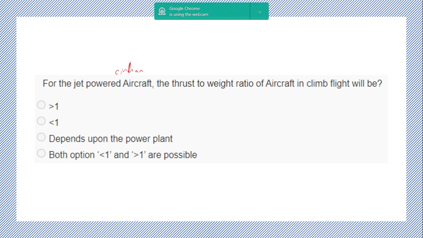So for the jet powered civilian aircraft, the thrust to weight ratio of an aircraft in climb flight will be. The climb equation is the same. So sine gamma is thrust to weight minus 1 by L by D. Just a second.